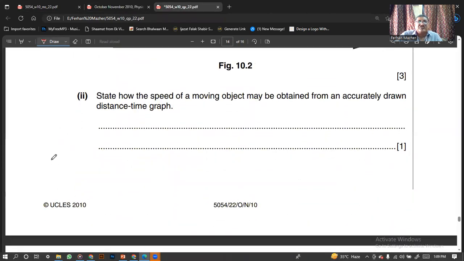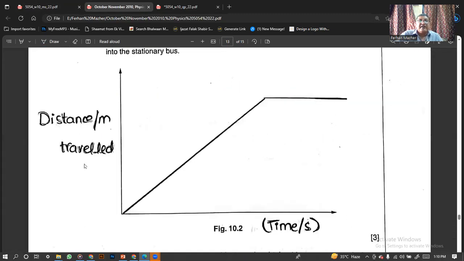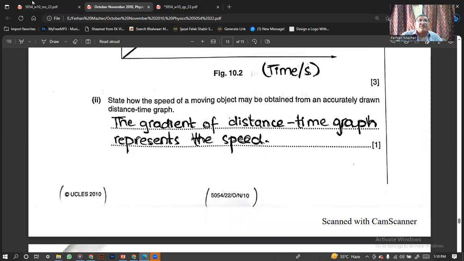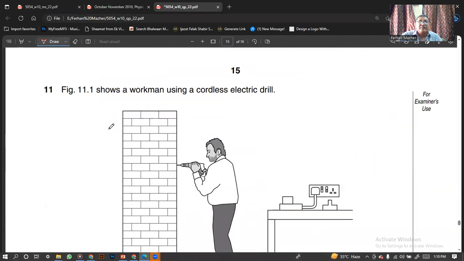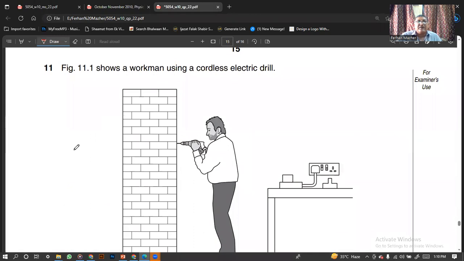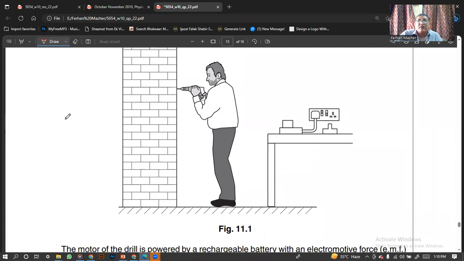Okay, then their question is state how the speed of a moving object may be obtained from any accurately drawn distance time graph. You know, the gradient of the distance time graph represents the speed. Calculate the gradient. Okay, so we are done with the question number 10. Now we are going to the question number 11. Figure 11.1 shows a workman using a cordless electric drill.